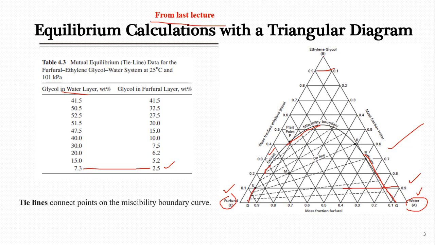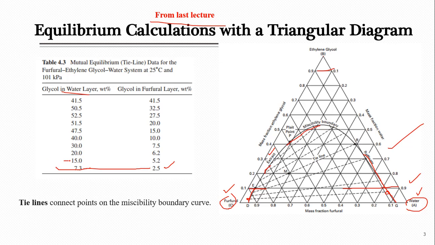So you can see here, if I locate the point for 2.5 glycol, this is 10, and definitely it will be about 2.5 here. So this point is located here, and on the other end, the water rich side, you can locate 7.3. So 7.3 is also somewhere here below 10. So you just have to connect these two points with the help of a dotted line, and this line is drawn for the first point, 7.3 and 2.5.